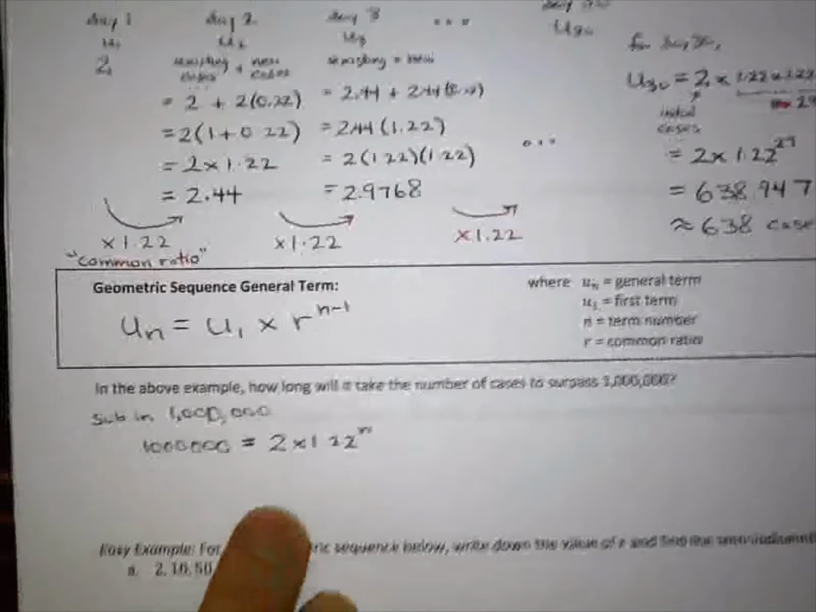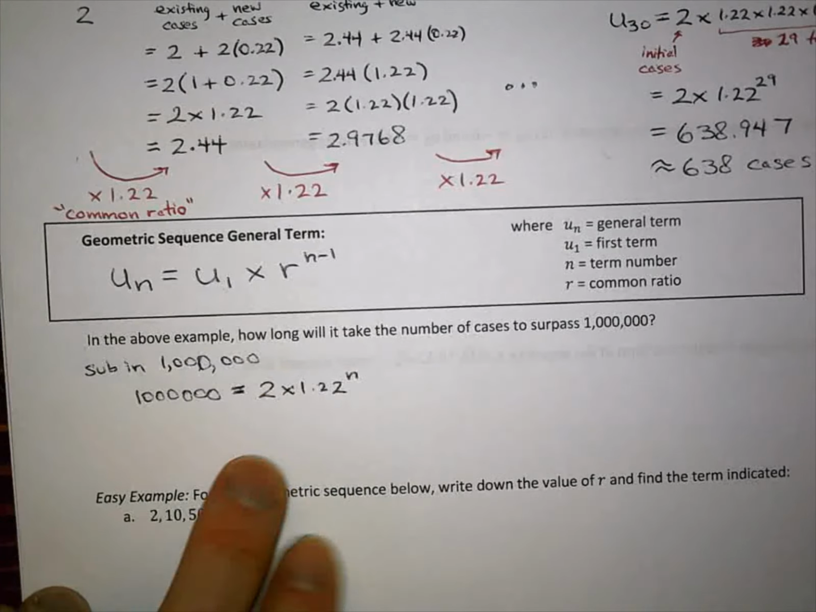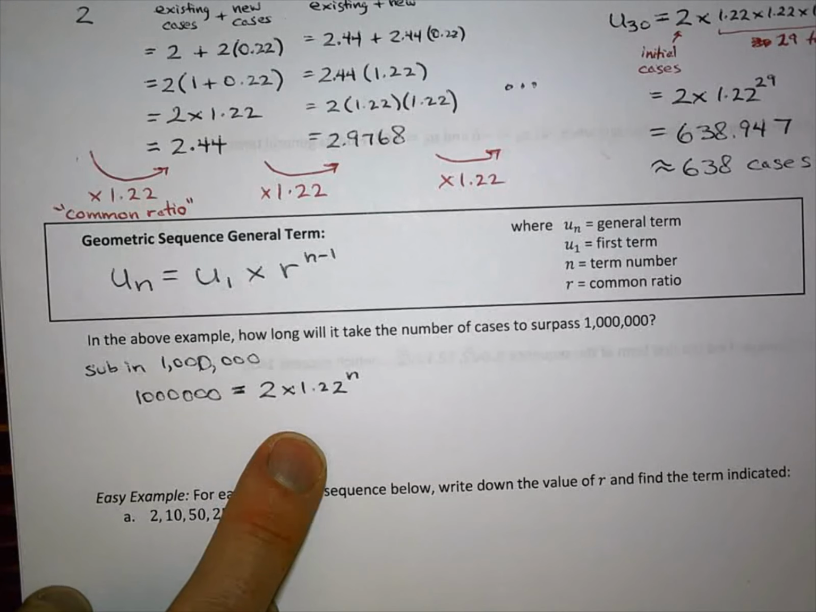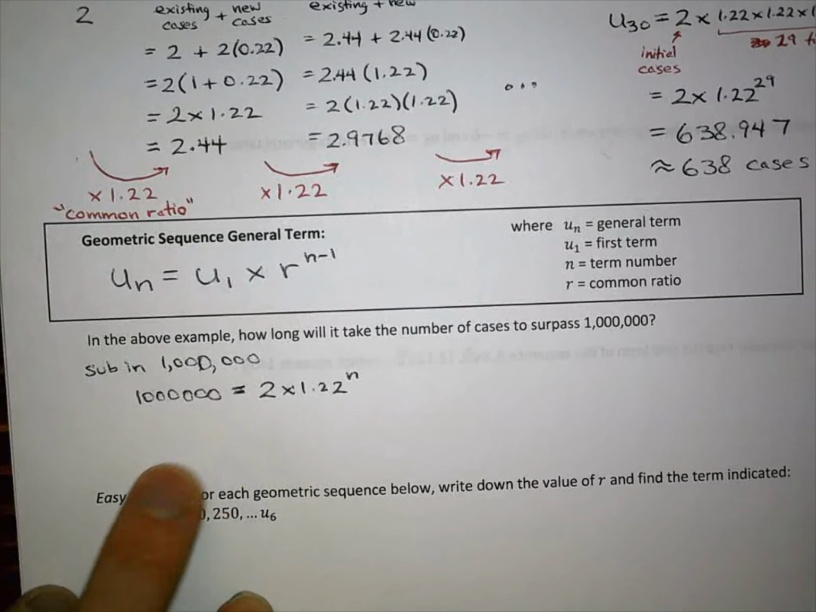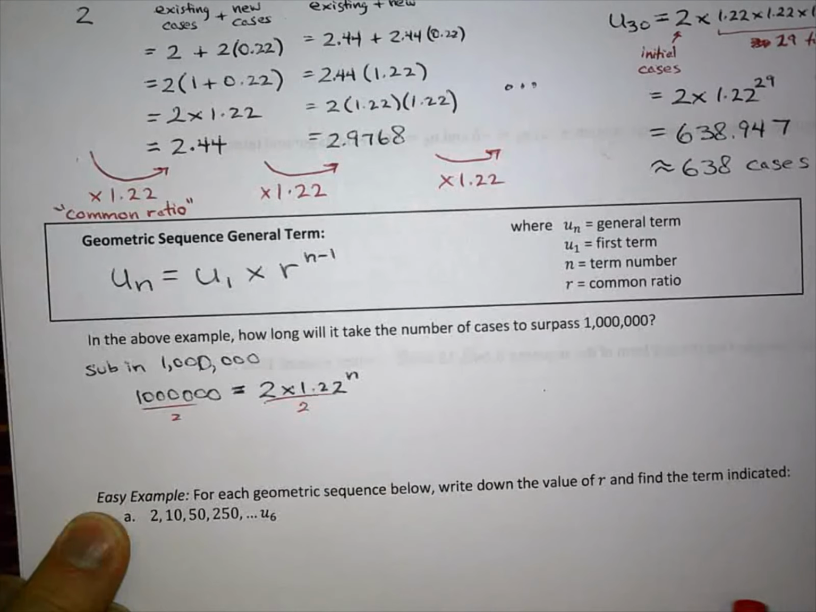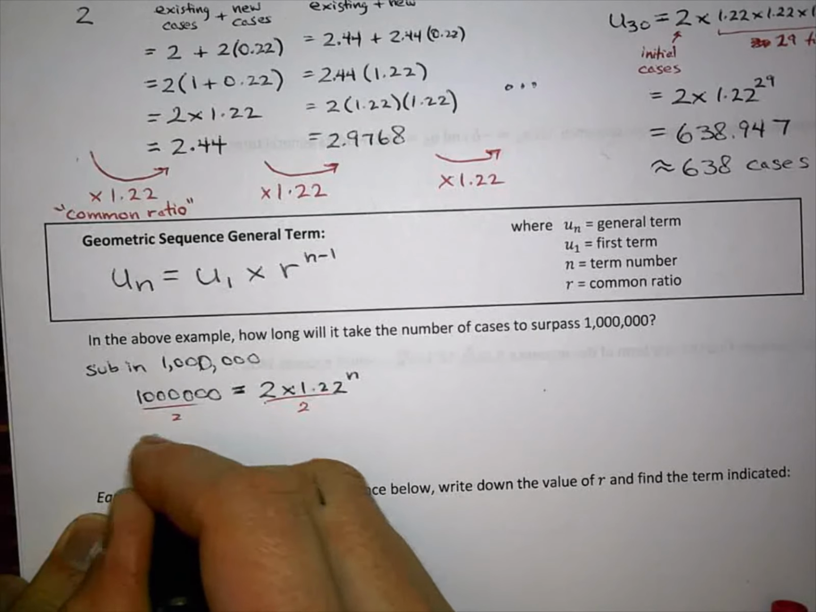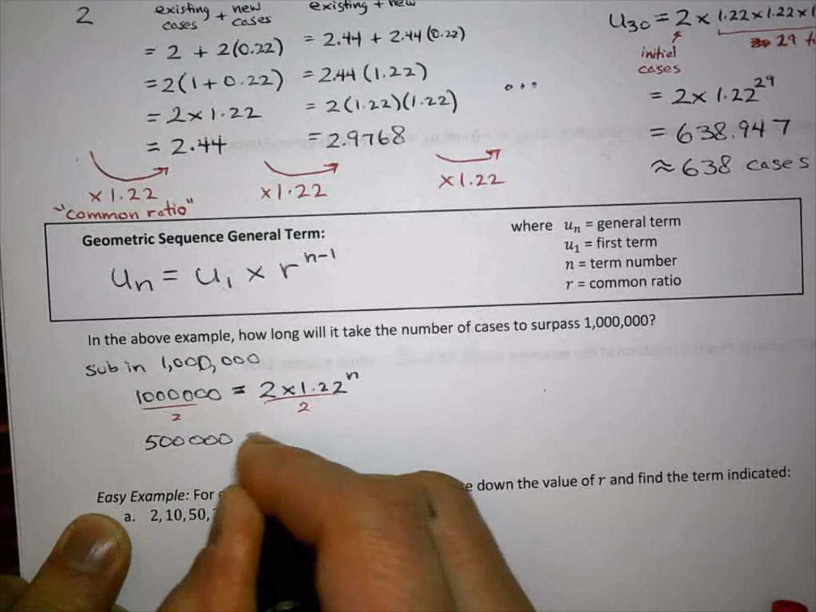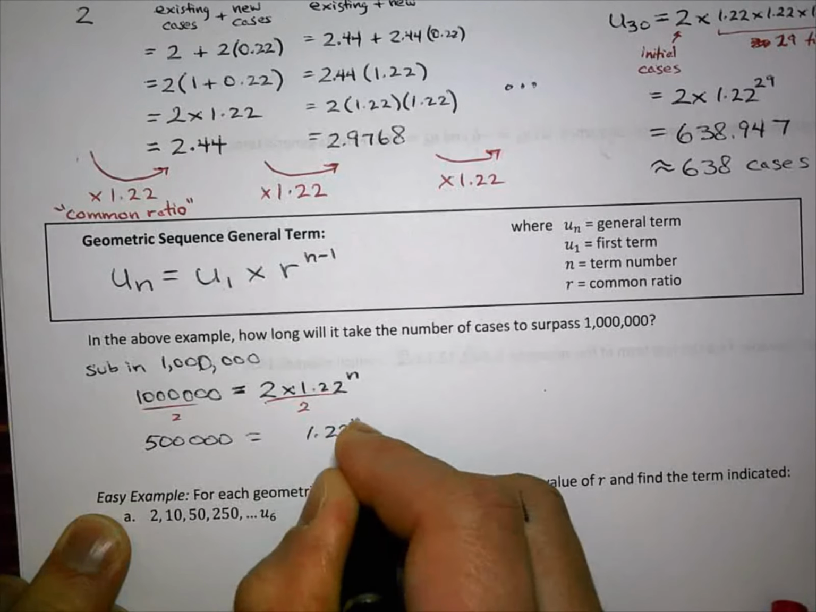Again, this chapter in some ways is a way for you to refresh your math skills. And this is an exponential equation, so I have to use some exponential skills. First thing I'm going to do is get rid of the 2. So I'm going to divide both sides by 2. So now I have 500,000 is equal to 1.22 to the power of n.